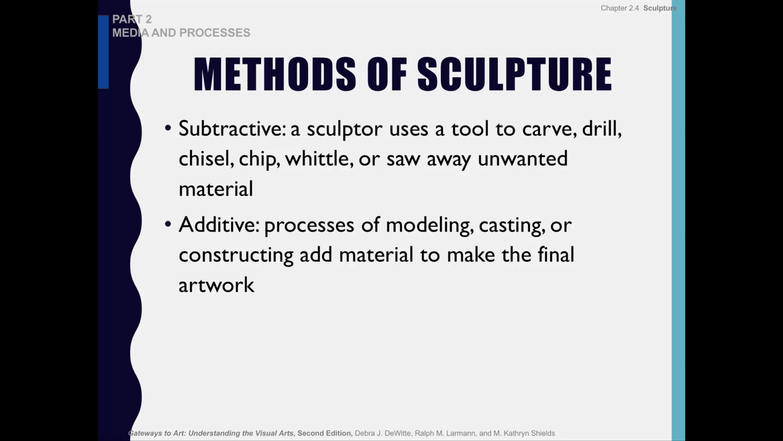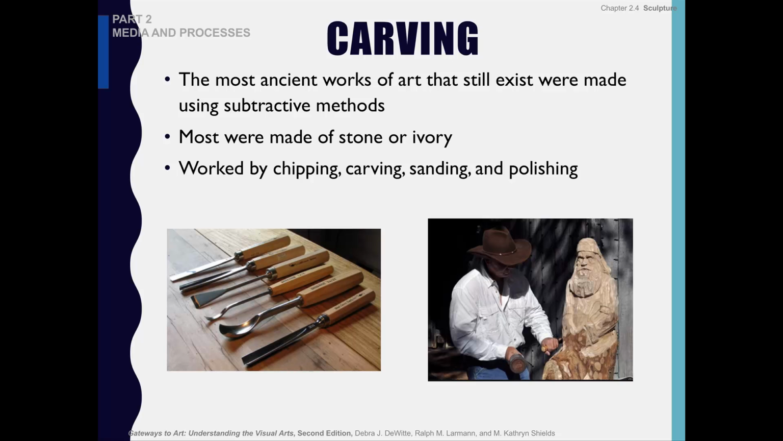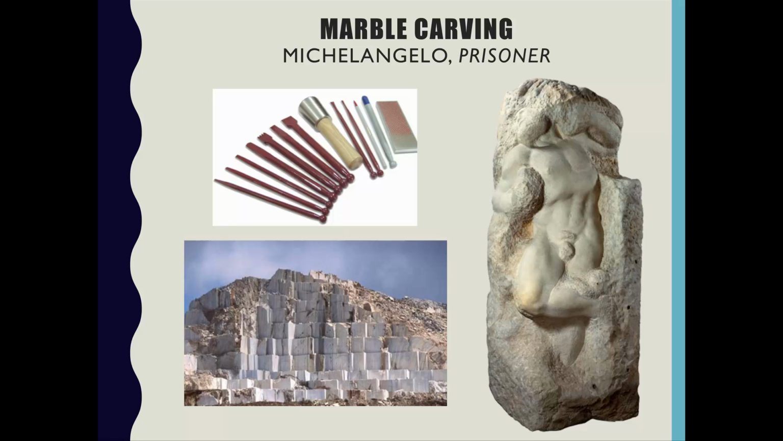There are different methods of sculpture. There's subtractive, where you, as it says, carve, drill, or chisel. You're taking away unwanted material. There's also the additive process, where you're constructing and adding material to make the final work. A lot of us, when we think of carving, we think of woodworking. But notice the chisels used for woodworking are very different looking from the chisels you see here that would be used for marble, or a similar stone to marble.